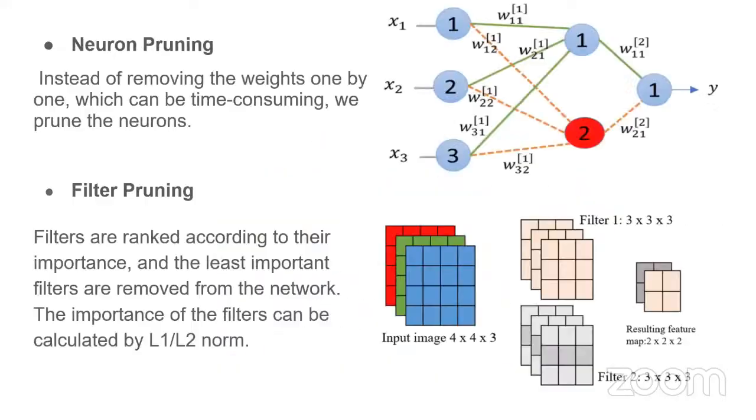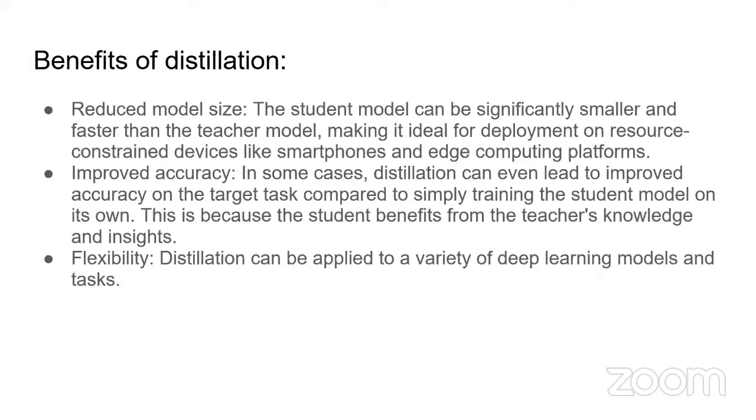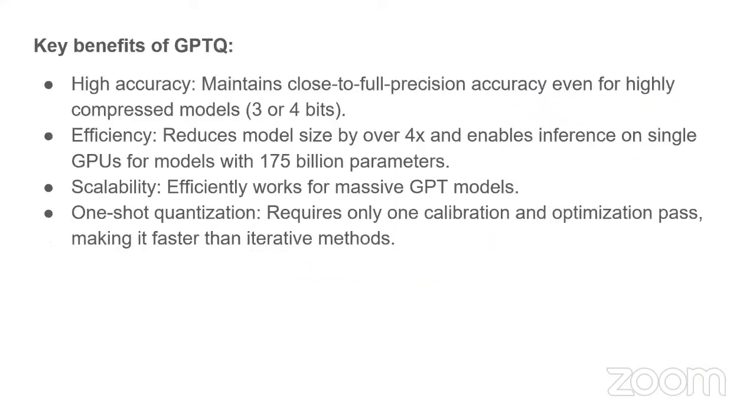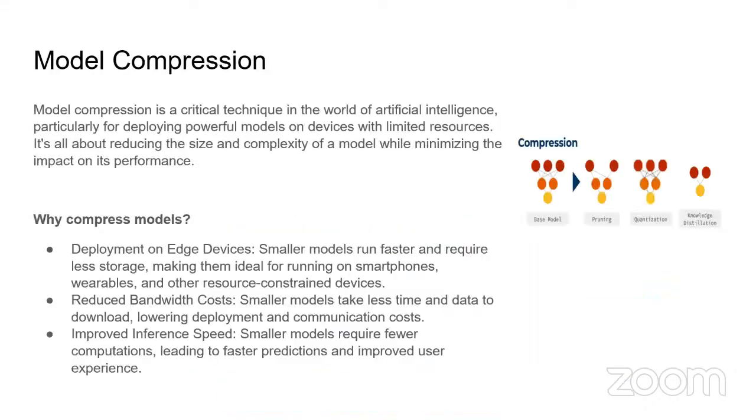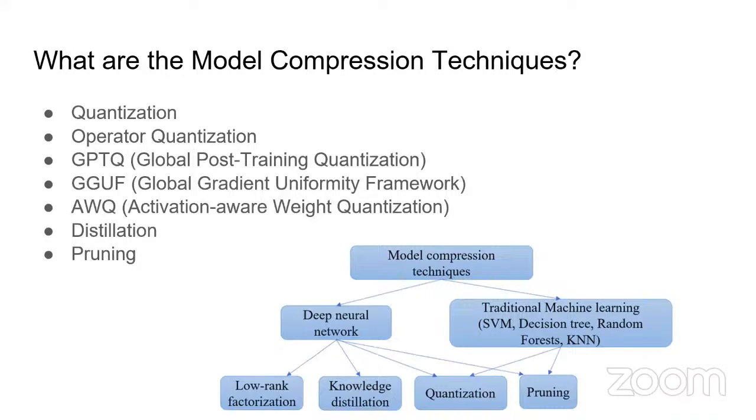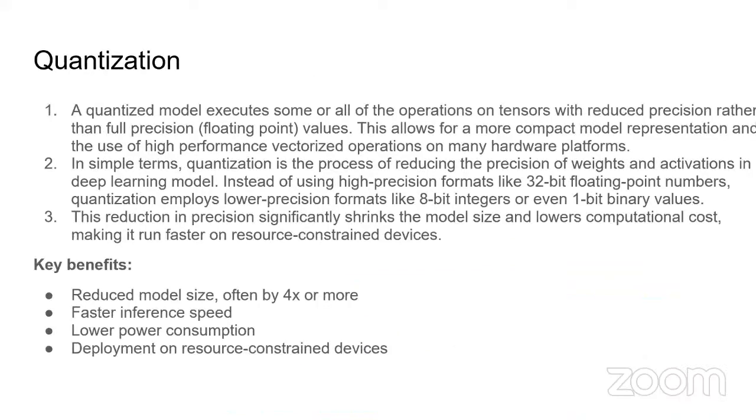Okay. So this is it. Let's make a quick recap of what we have understood about model compression. Model compression is a critical technique in the world of artificial intelligence, where we want to reduce the size and complexity of the model, while minimizing the impact on its performance as well. For that we can use these techniques. We have understood about the quantization techniques.